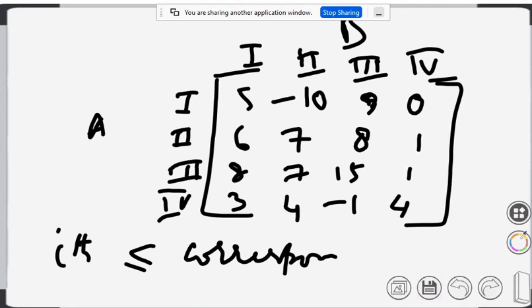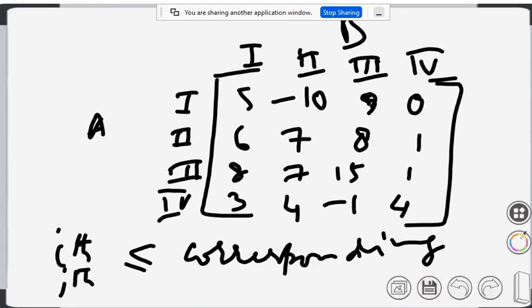Dominance property rule 1: if all the elements of a particular row, say ith, is less than equals to corresponding elements of any other row, say jth, then jth row dominates ith row, and hence ith row will be dropped.